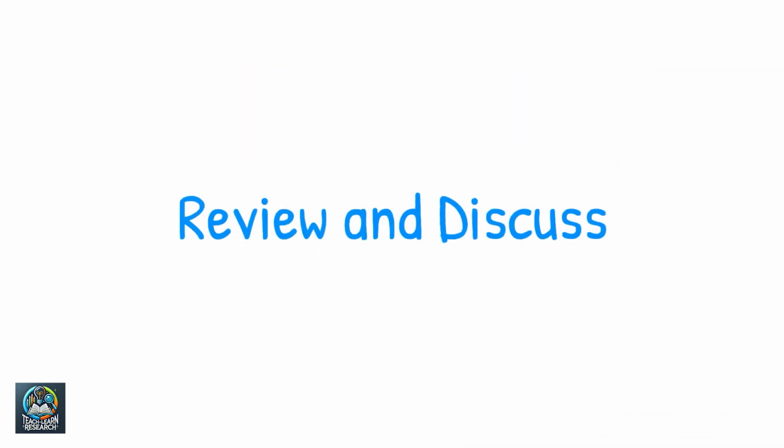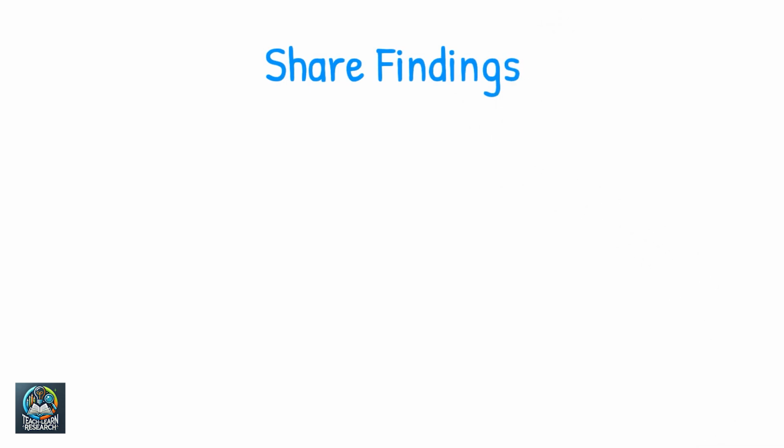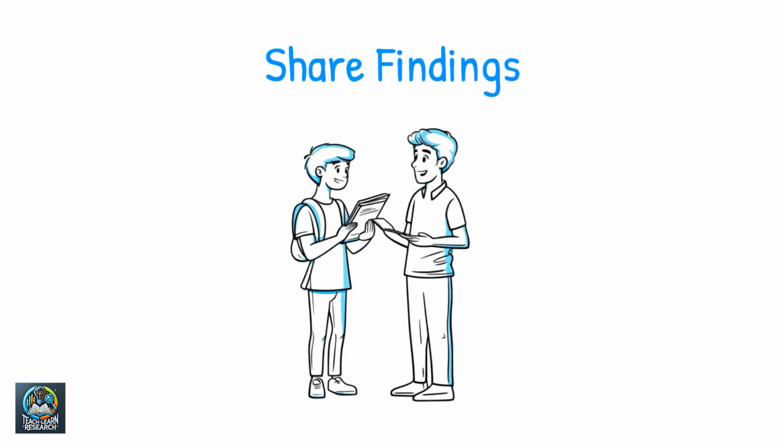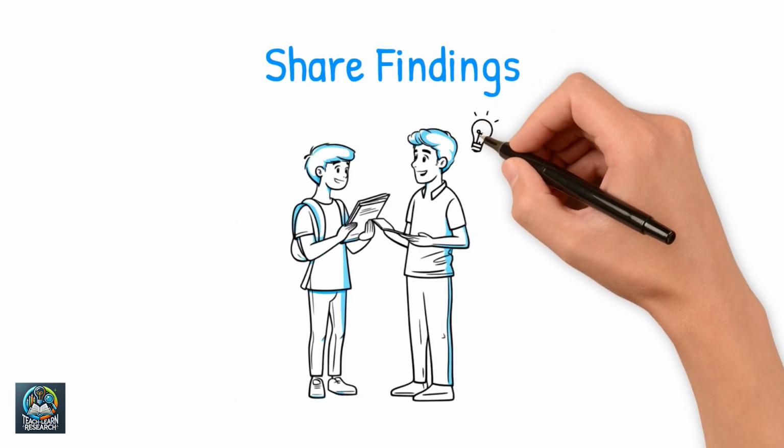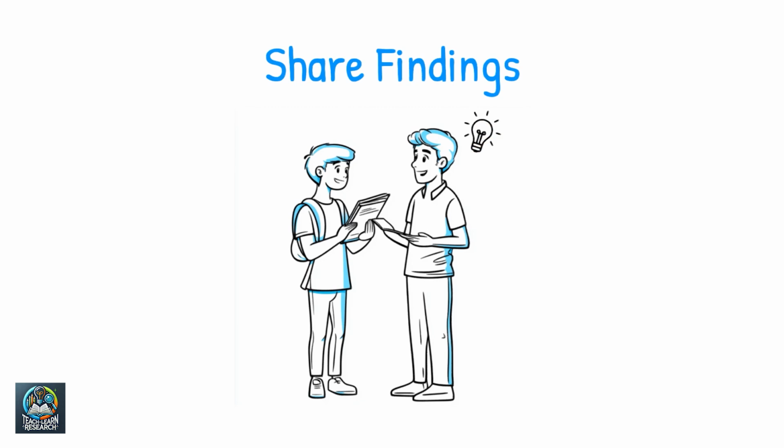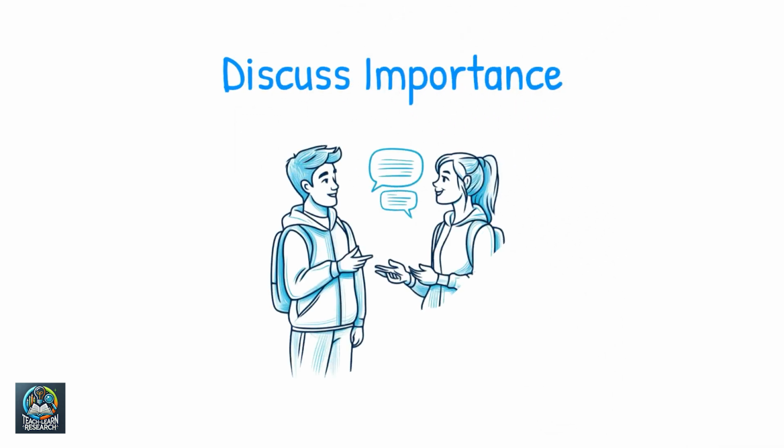Review and discuss. Share findings. After reading, have students share the text features they identified and explain how each feature helped them understand the text. Discuss importance. Talk about how text features guided their reading and comprehension.